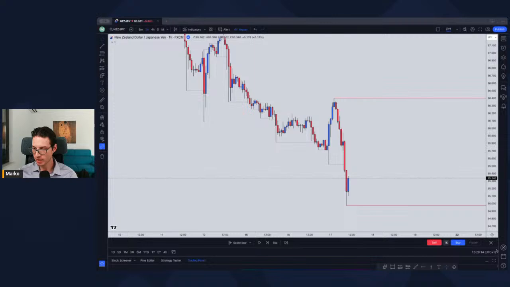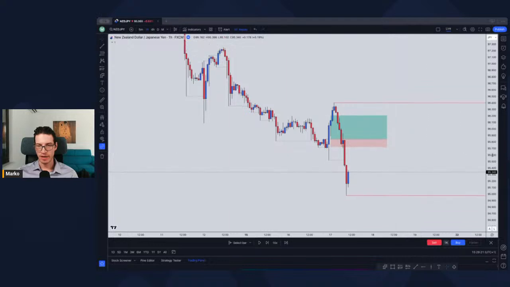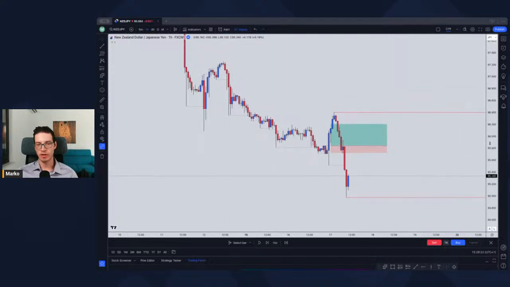Didn't take because the stop was too small. Let me see, 12 pip stop loss. Yeah, it was looking kind of small. The stop loss was looking kind of small, to be honest.